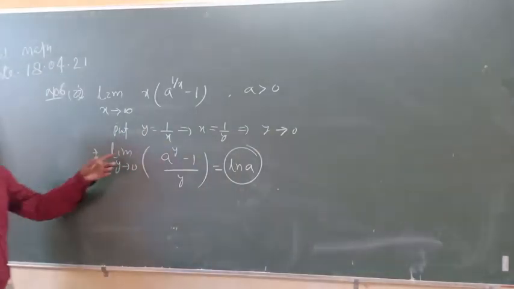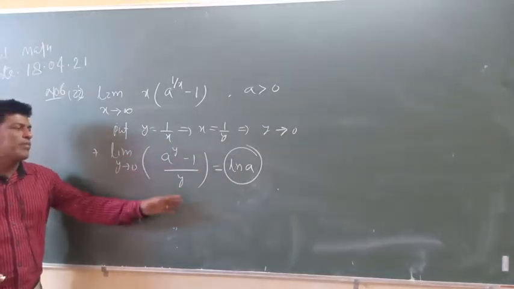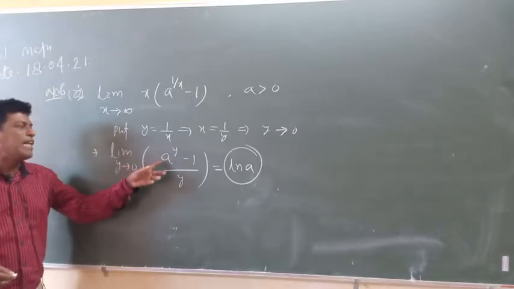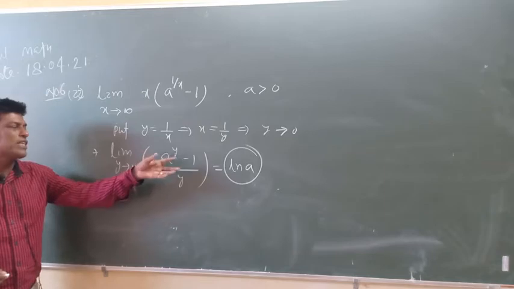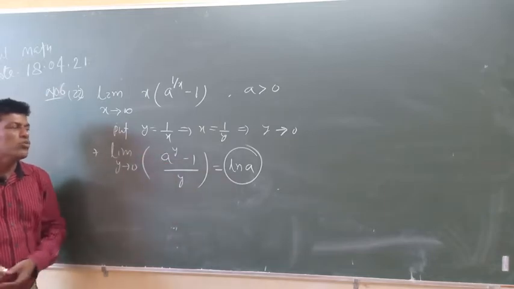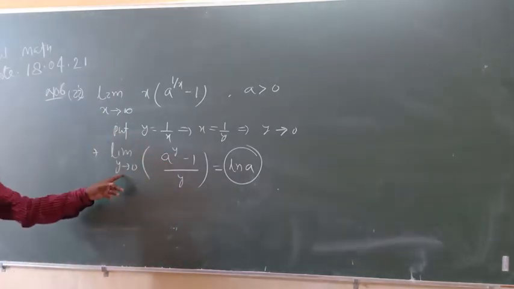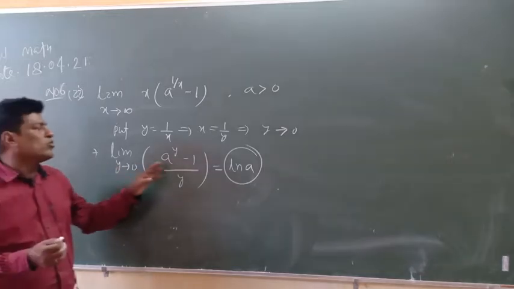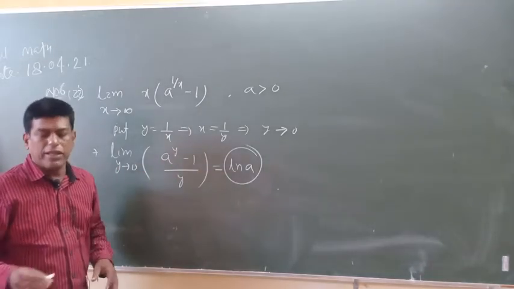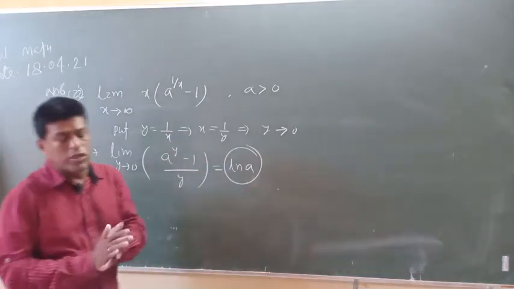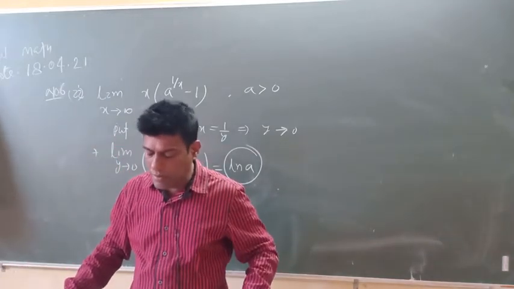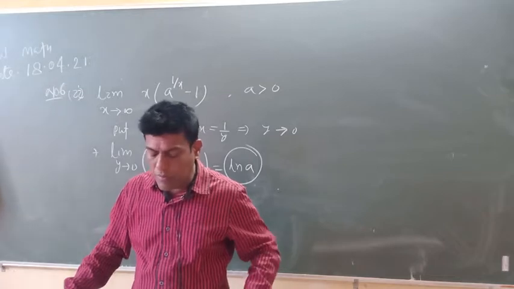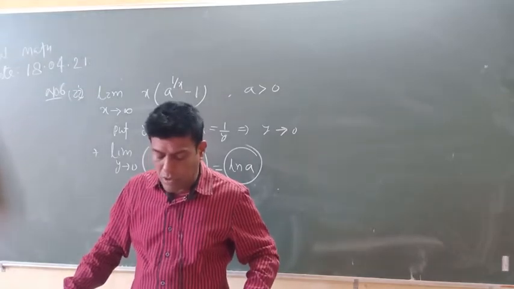I told you about limit x tends to 0, a to the x minus 1 by x is equal to ln a. 5 to the x minus 1 by x is equal to ln 5. 2 to the x minus 1 by x is equal to ln 2. Similarly, here the base is a and the variable is y. So limit y tends to 0, a to the y minus 1 by y is equal to ln a. That is the formula I told you about in the previous 2 classes, I think, when we were in offline mode.